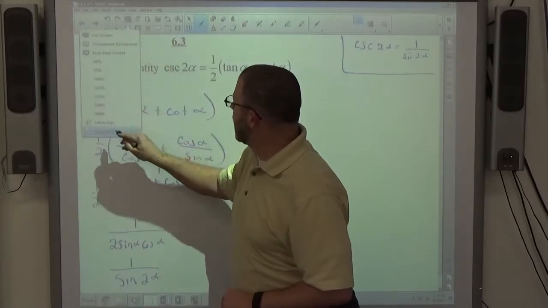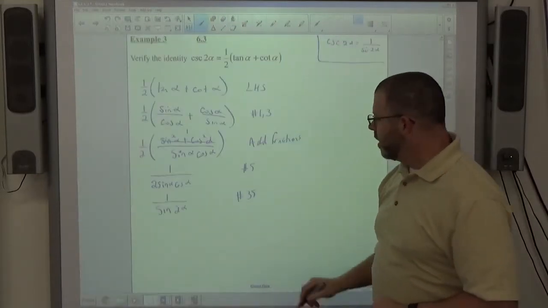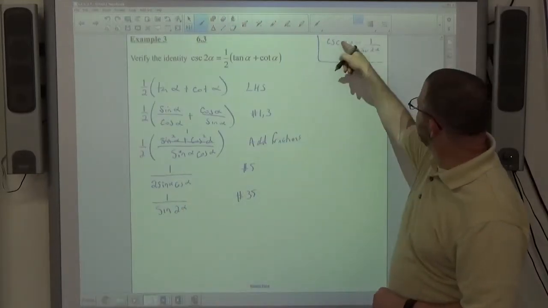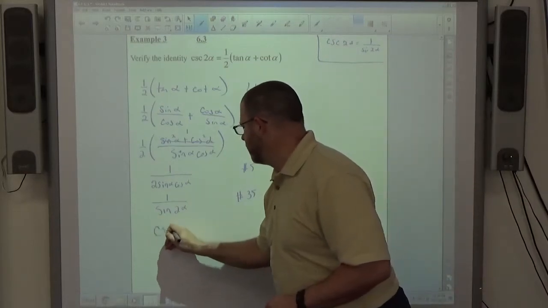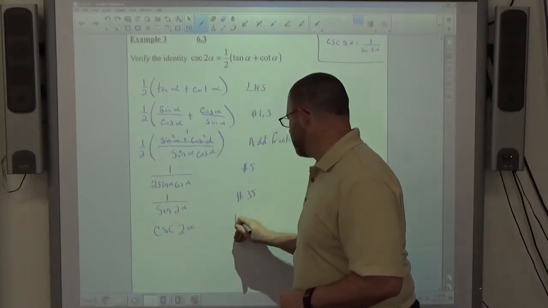So then our final step is 1 over sine of 2 alpha is the same as cosecant of 2 alpha, and that's by number 4.